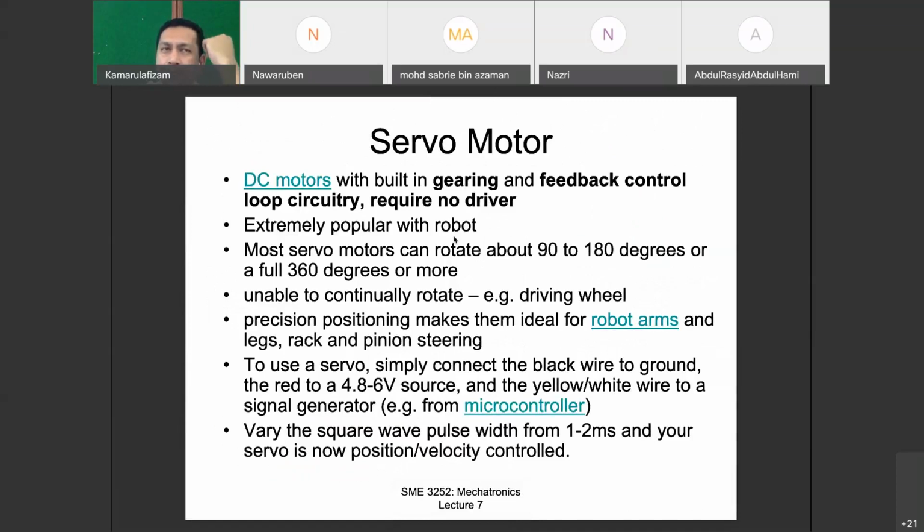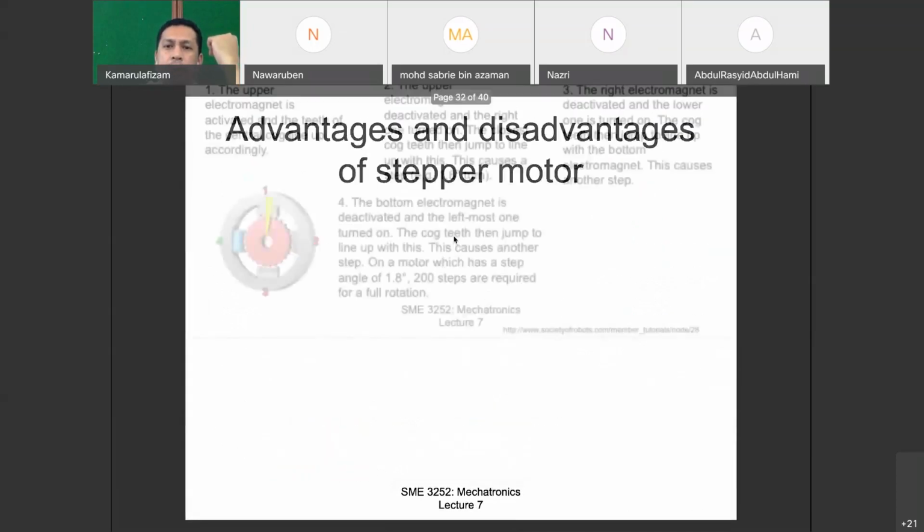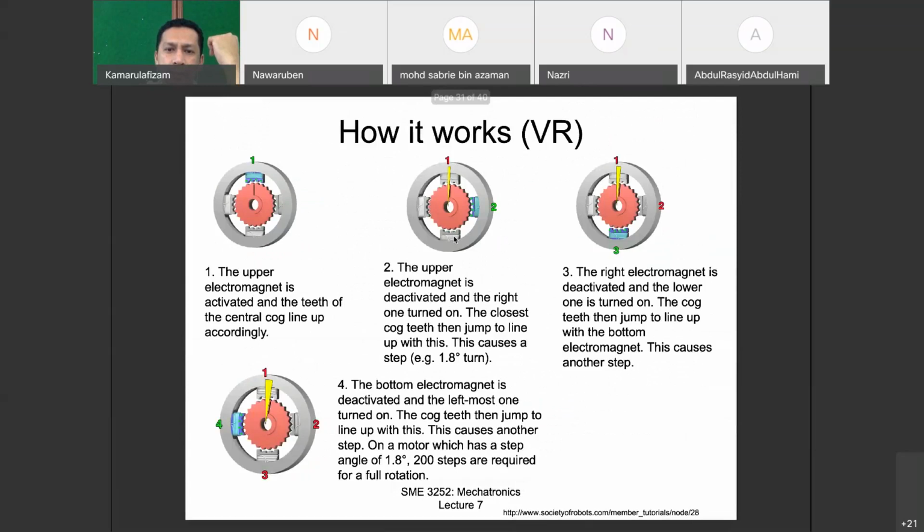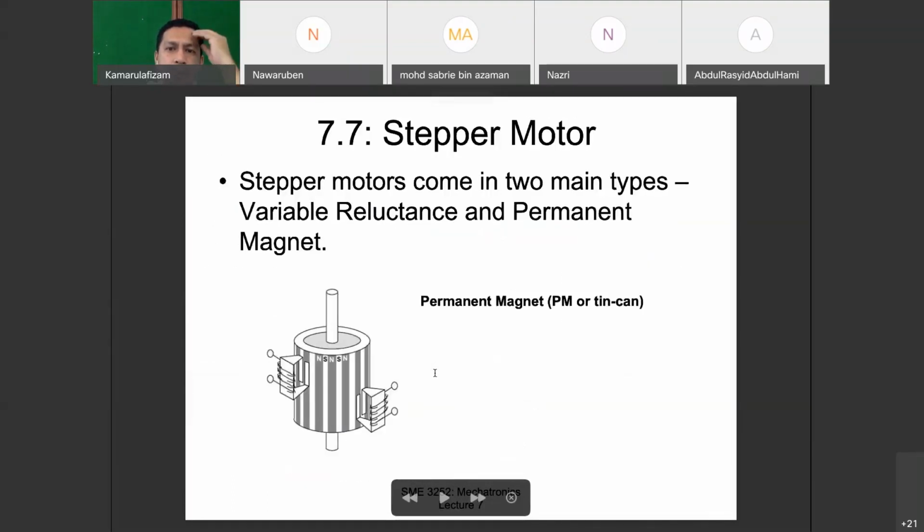berapa banyak yang you letak lah. Alright. So on some typical setup, when you have kat sini macam 1, 2, 3, 4 step. Okay, if you have 200 step, actually satu turn, in this case kalau 4 step, satu turn is 90 degree. Kalau 200 step, satu kali pusing tu 1.8 degree of rotation. So stepper is good in that.